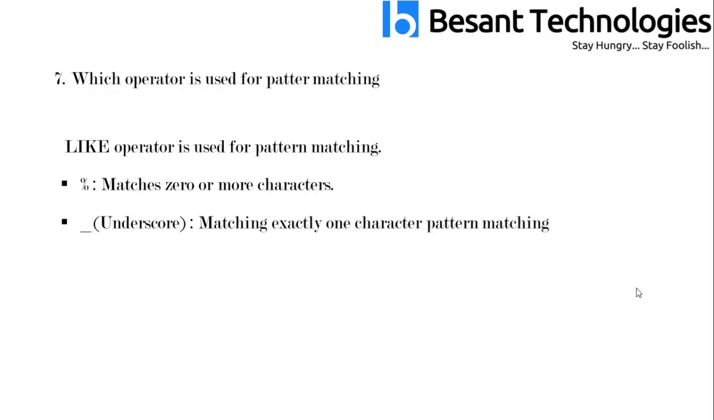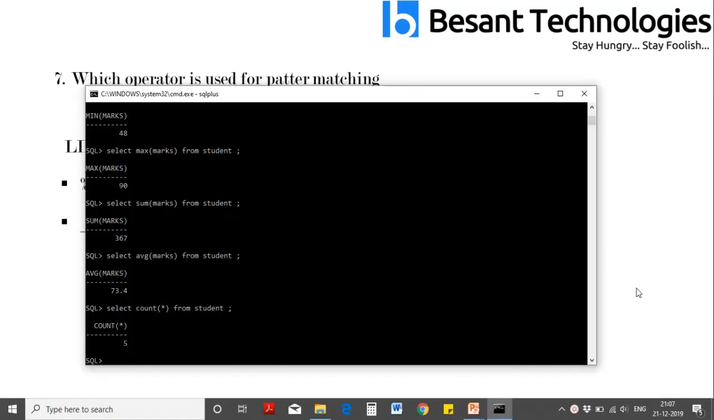Next, the question will be, which operator is used for pattern matching? In pattern matching, we are using the like operator. In SQL, for pattern matching, we use the like operator. The like operator has 2 special characters, that is percentage and underscore. Percentage is used when you don't know the value of more than 1 character. Underscore is used to match the pattern of exactly 1 character.